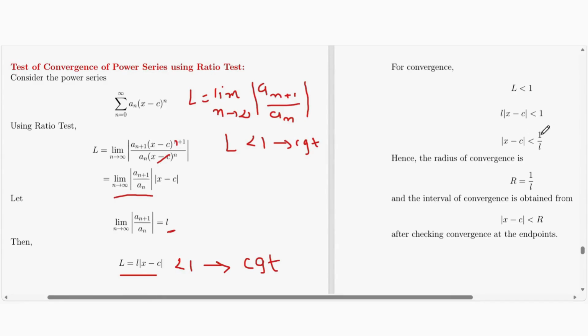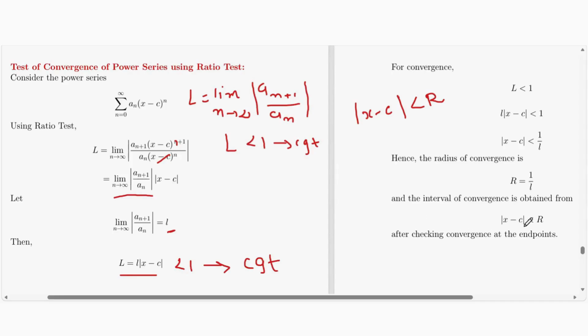Now shift l to the other side, so we get the form 1 upon l. Hence the radius of convergence is capital R, equal to 1 upon l. Because here we have the form mod of x minus c less than capital R, and as we discussed earlier, this is the radius of convergence. So R is 1 upon l.